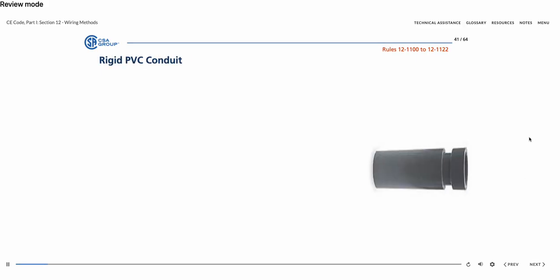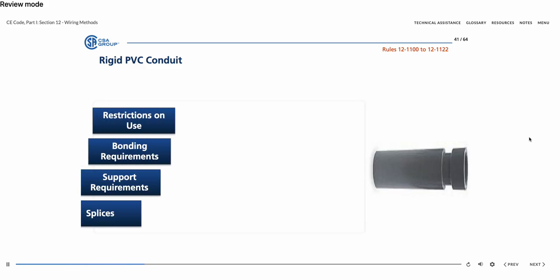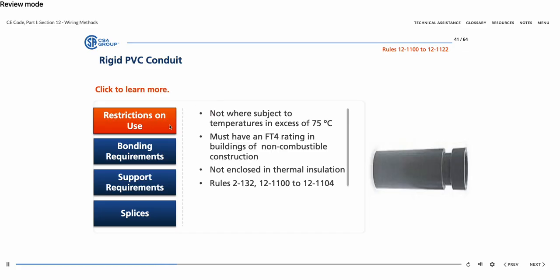Rigid PVC is a conduit system often used in wet locations and in underground applications, often encased in concrete. Rigid PVC conduit cannot be used where it would be subject to temperatures in excess of 75 degrees Celsius. It must have an FT4 rating in buildings that are of non-combustible construction. It cannot be enclosed in thermal insulation.